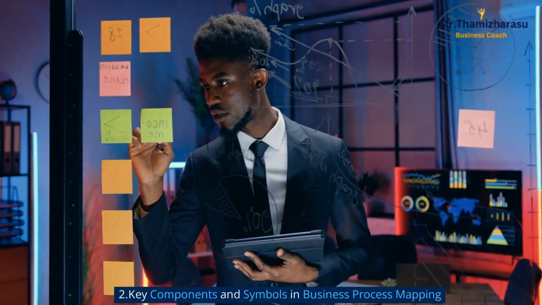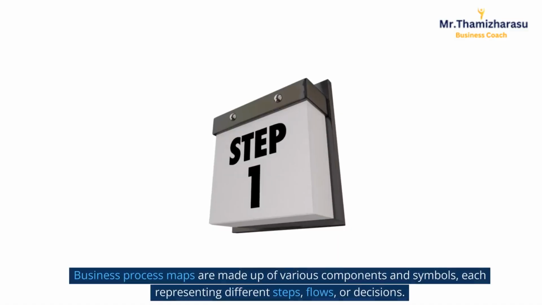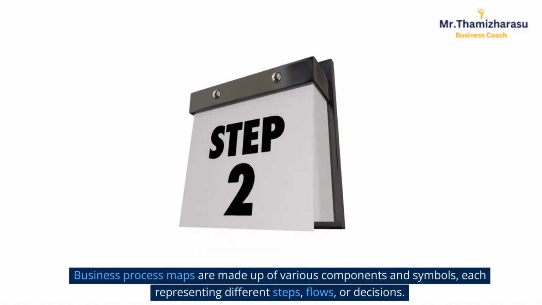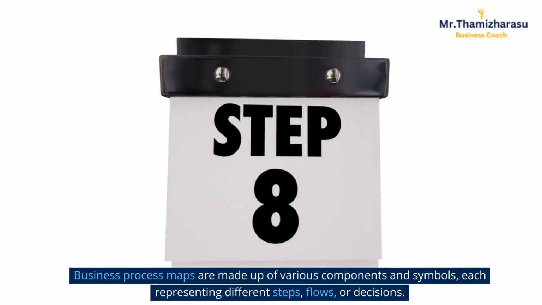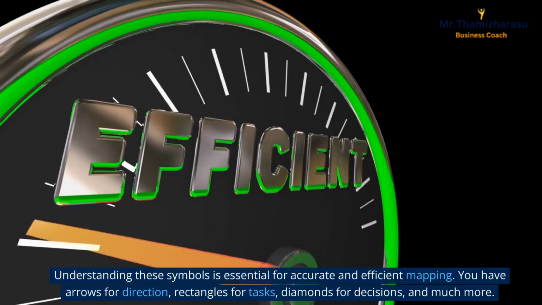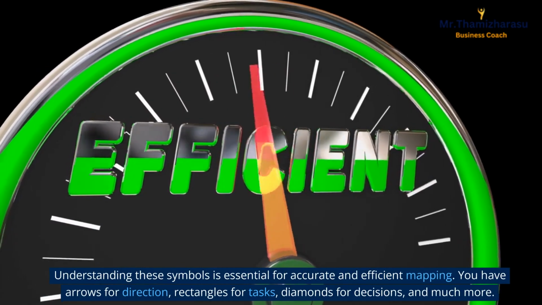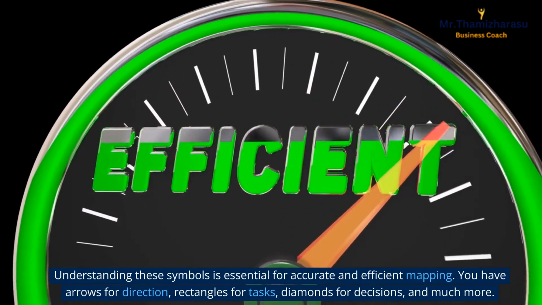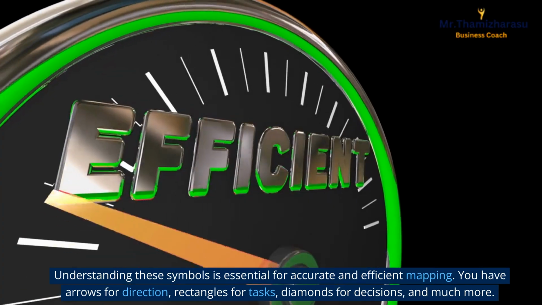2. Key components and symbols in business process mapping. Business process maps are made up of various components and symbols, each representing different steps, flows, or decisions. Understanding these symbols is essential for accurate and efficient mapping. You have arrows for direction, rectangles for tasks, diamonds for decisions, and much more.